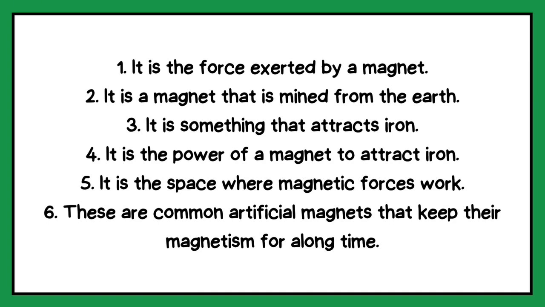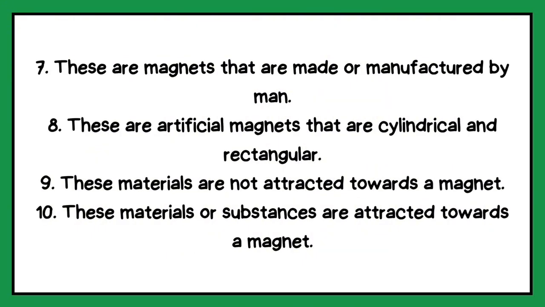Number 6. These are common artificial magnets that keep their magnetism for a long time. Number 7. These are magnets that are made or manufactured by man. Number 8. These are artificial magnets that are cylindrical and rectangular. Number 9. These materials are not attracted towards a magnet. And number 10. These materials or substances are attracted towards a magnet.